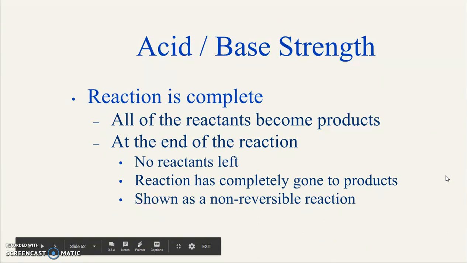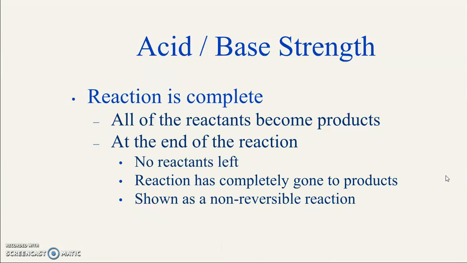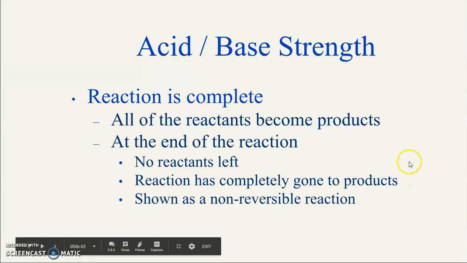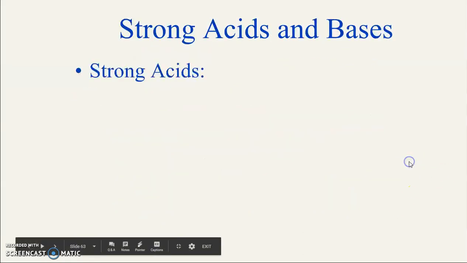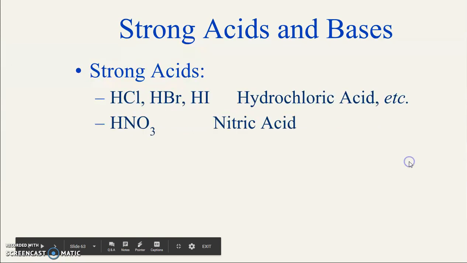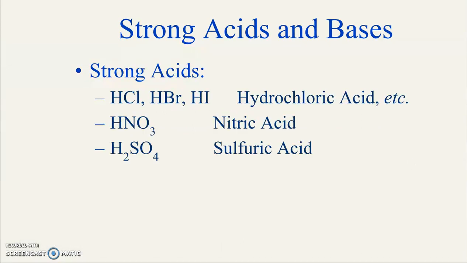The reaction is complete. All of the reactants become products. At the end of the reaction, you have no reactants left. The reaction has completely gone to products, and it's generally shown as a non-reversible reaction, which is what I just showed you. So here are some examples of strong acids and strong bases that are going to completely go to products.